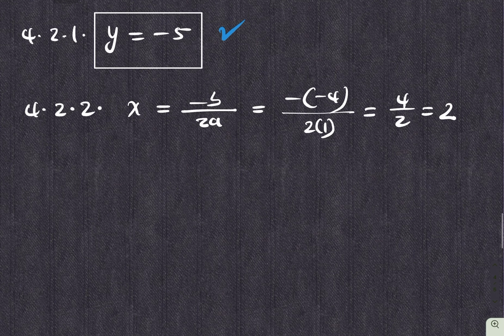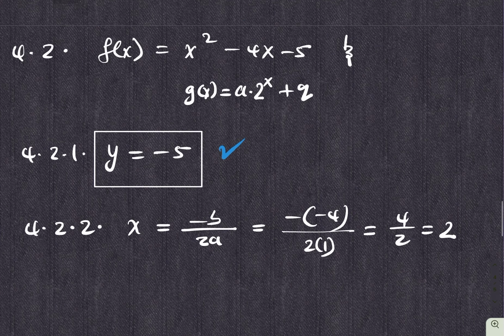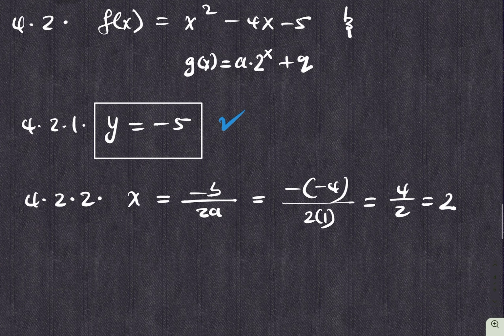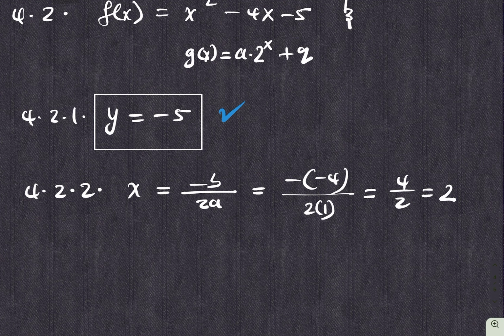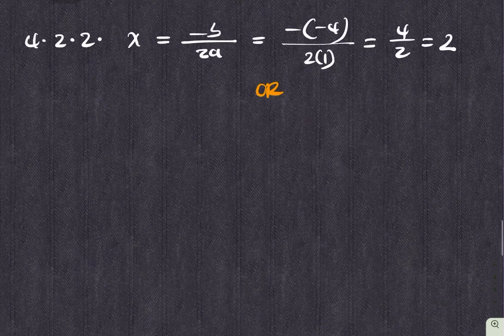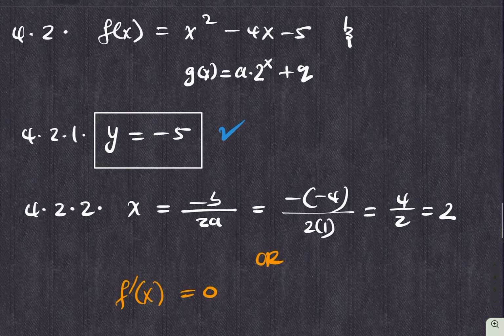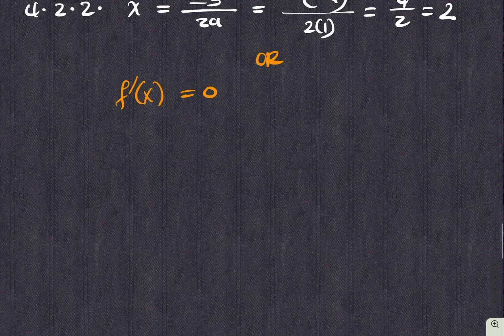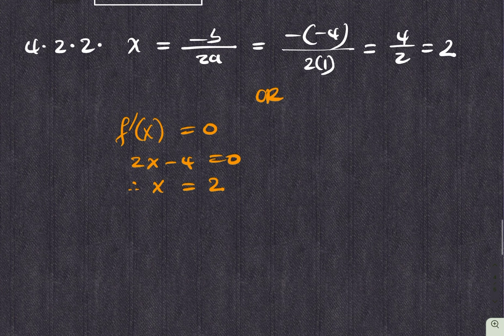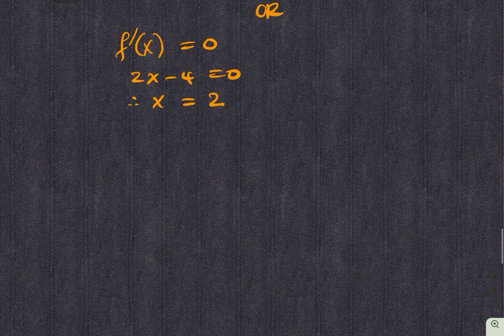Now, for those of you who may have used a different method, the turning point is primarily where the first derivative is 0. So the first derivative of f at x must be 0. If you differentiate this f, 2x minus 4 is equal to 0. Therefore, x is equal to 2 if you solve it. This is the other alternative to get the x value at D. So it's still 2. And then let me give you another method to do this.